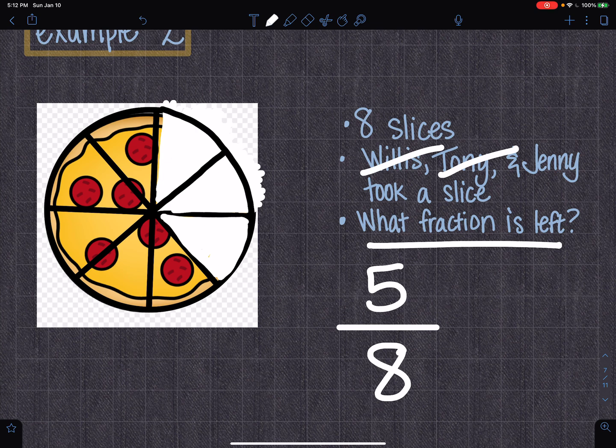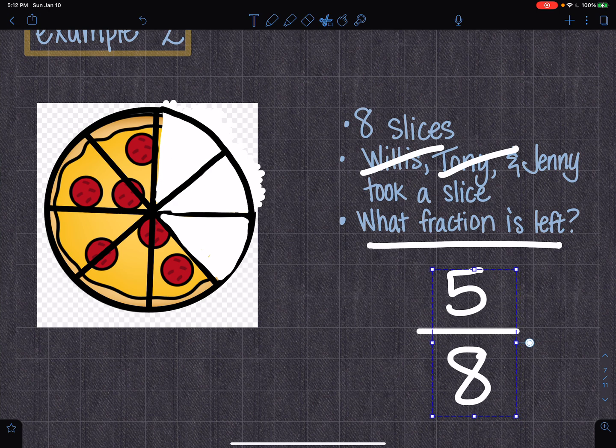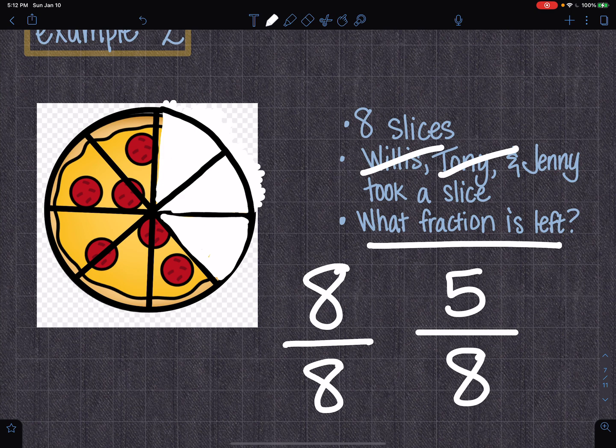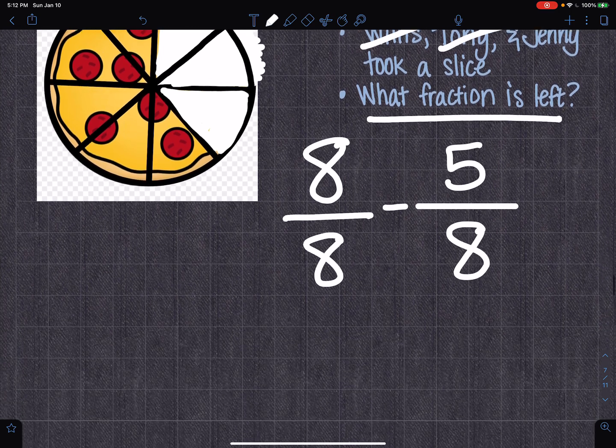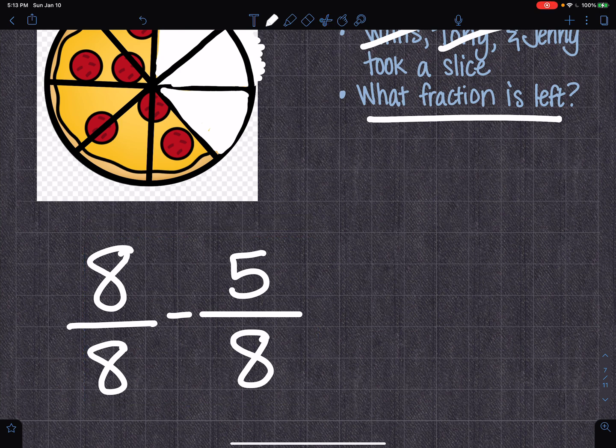Okay, easy peasy, right? You're like, this is easy. I got it. The way to figure out how many was eaten without counting, what you do is you know that you started out with 8 out of 8 pieces. So you just subtract the 5 out of 8. And when you subtract, 8 minus 5, you're going to end up with 3 eighths, and that's how many got eaten, 3 out of 8. The denominator stays the same when you subtract fractions.